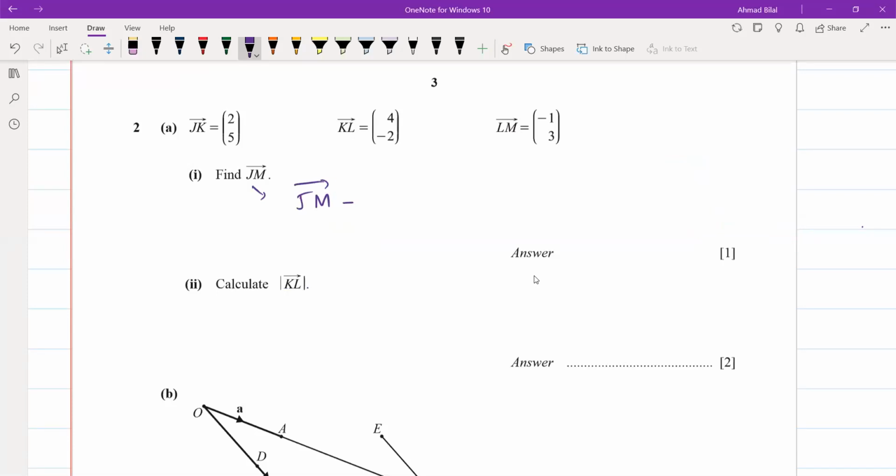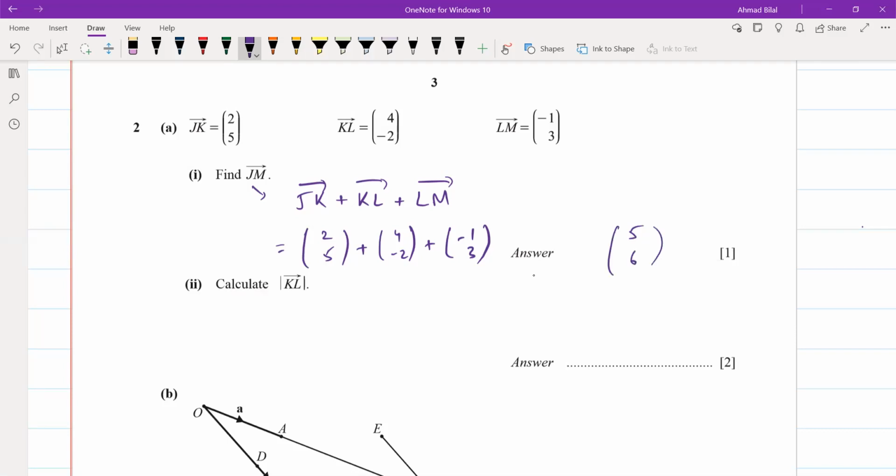j से आप m पे चले जाओ. Sorry, j से आप k पे चले जाओ. Plus kl plus lm, and that will be your vector jm. Right? J से k पे चले गए, k से l पे चले गए, l से m पे चले गए. You reach your final destination. So what is that vector going to be? It's 2, 5 plus 4 minus 2 plus minus 1 and 3, and that will give you the result. So 2 plus 4 minus 1, that is 5, and 5 minus 2 plus 3, that is going to be 6. So that's your vector that you're looking for.